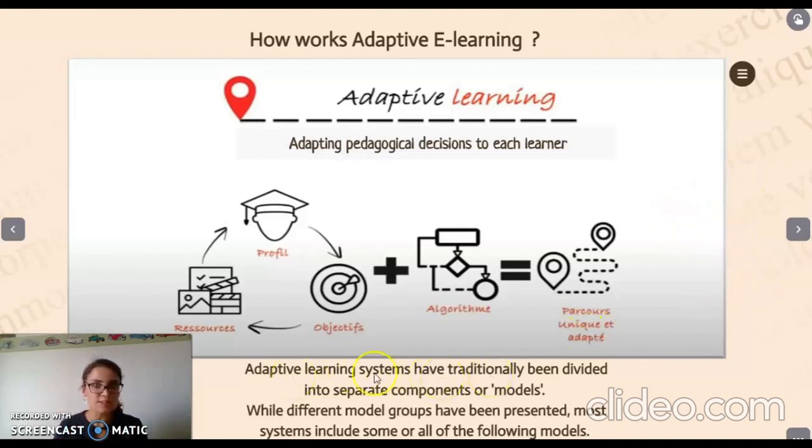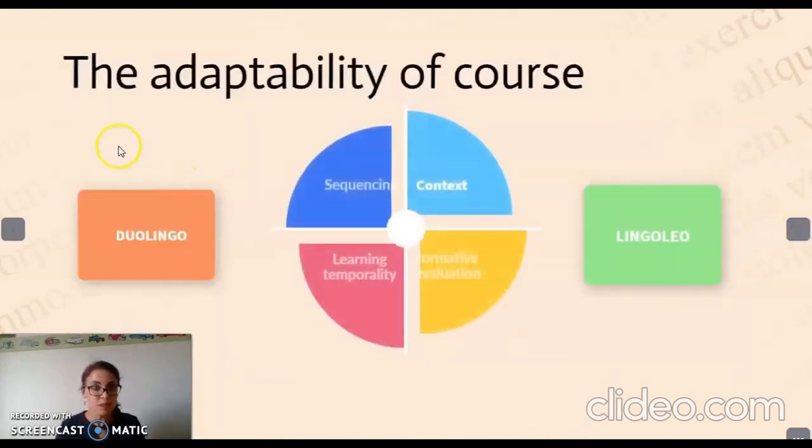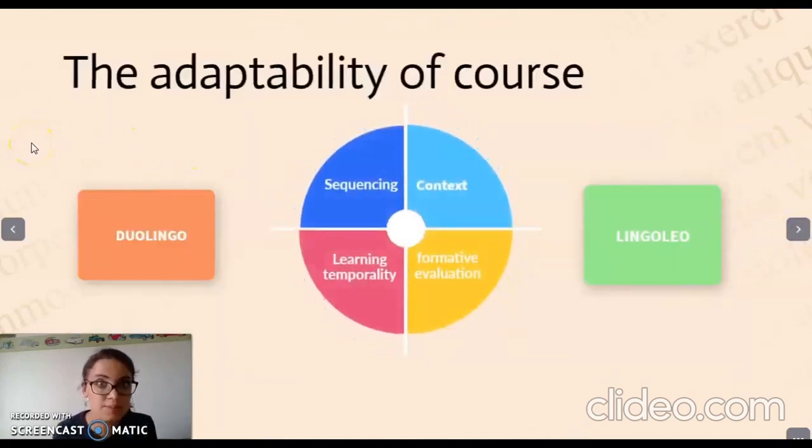Yes, adaptive learning systems have traditionally been divided into separate components or models. While different model groups have been presented, most systems include some or all of the following models. We will see together. And yes, we said the adaptability, of course.